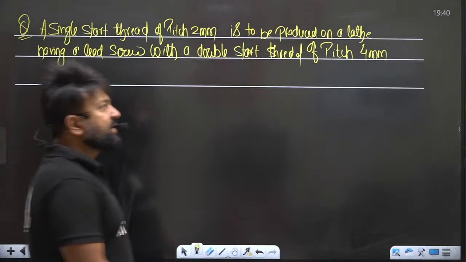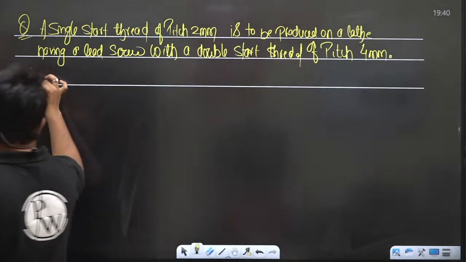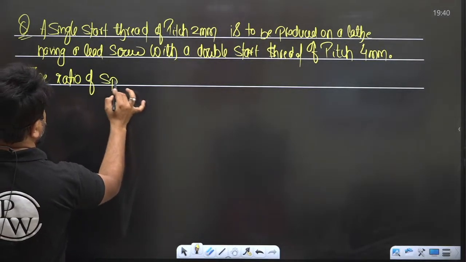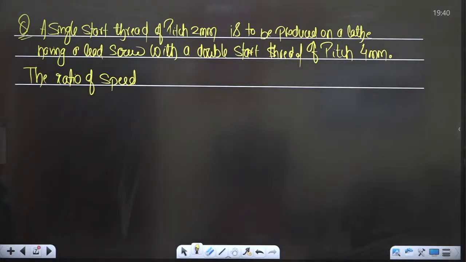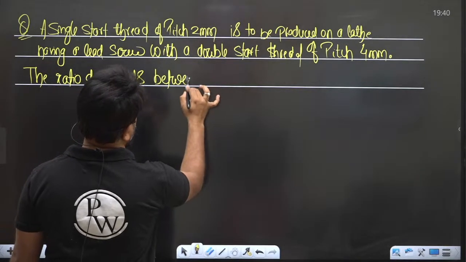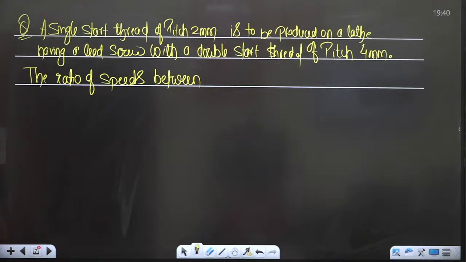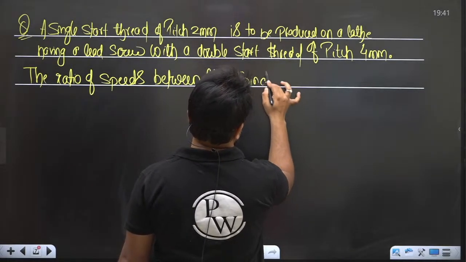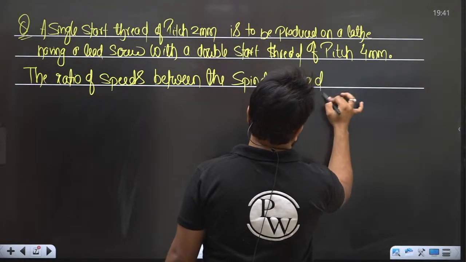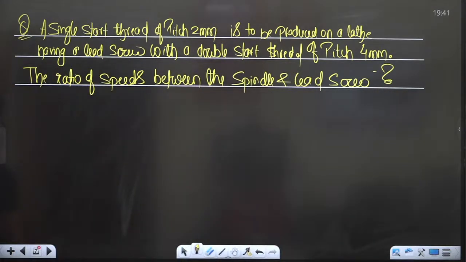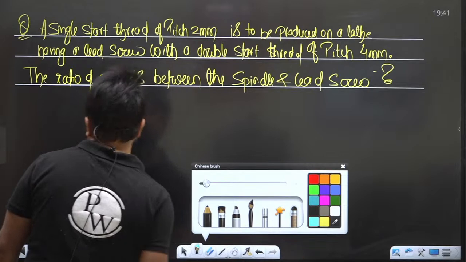The ratio of speeds between the spindle and lead screw. You have to find out the ratio. I hope the question is crystal clear. So let me write down the solution here.